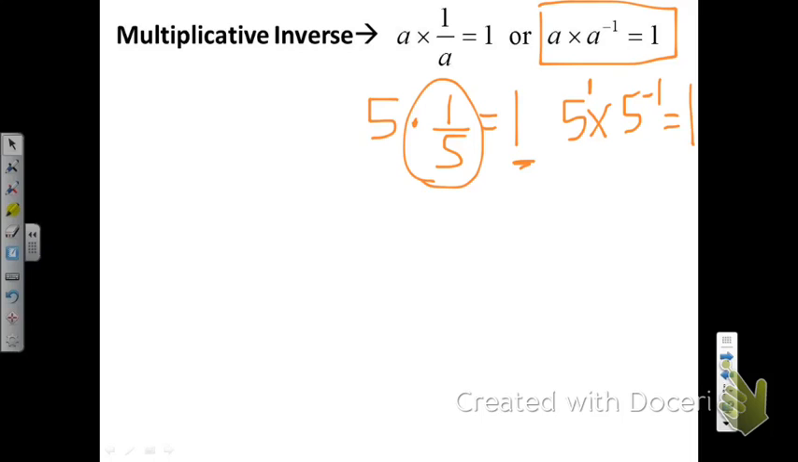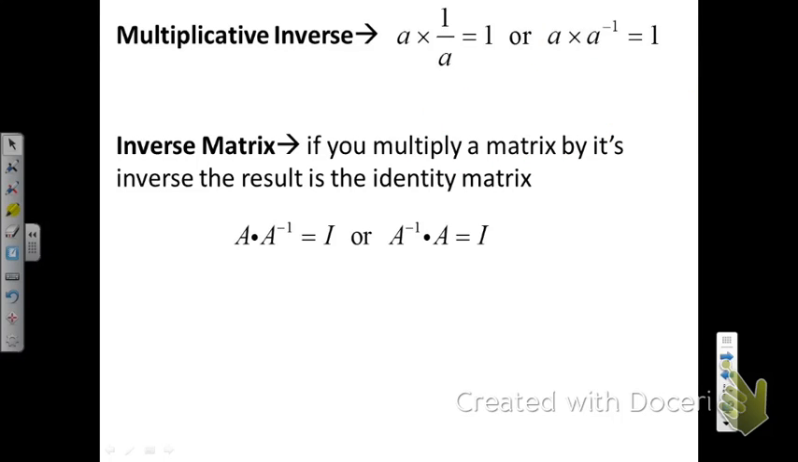Now if you remember your exponent rules that we learned last year, if you multiply those, the bases stay the same, but we add those exponents. So you get 5 to the 1 plus a -1, which is 0. And anything to a 0 is 1. And we have talked about this already in this class. So the inverse matrix is, if you multiply a matrix by its inverse, the result is the identity matrix.